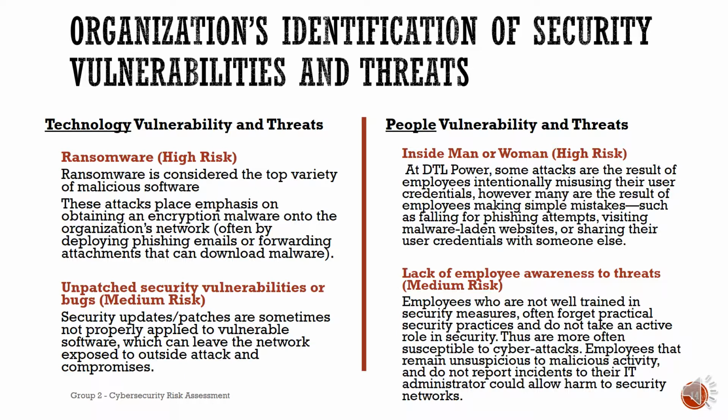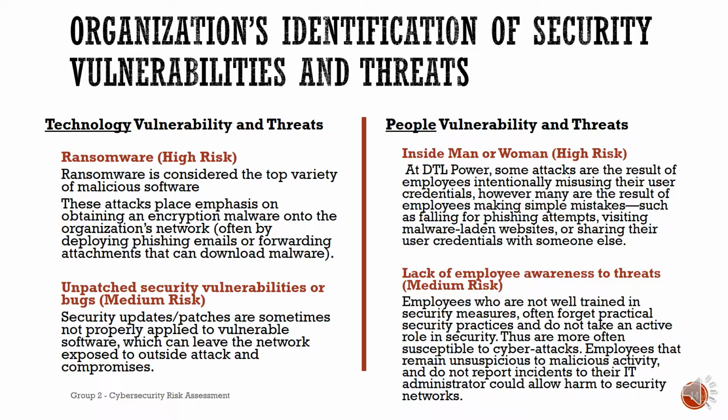For DTL Power to minimize the risk of data security breaches, we need to constantly be attentive to several types of cybersecurity vulnerabilities and threats in our company's infrastructure. Outlined are our current vulnerabilities and threats that can cause harm to DTL Power, grouped in three categories: technology, people, and policy.